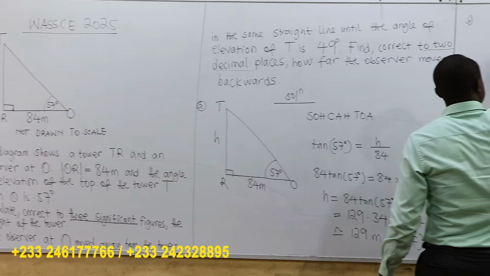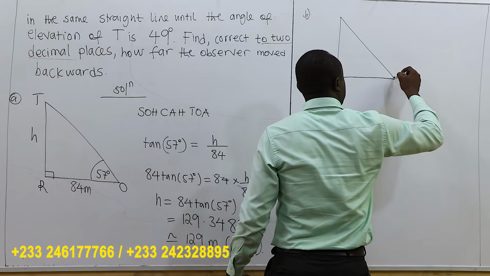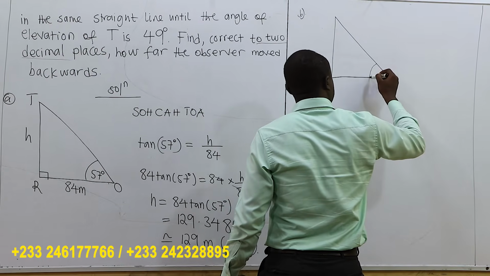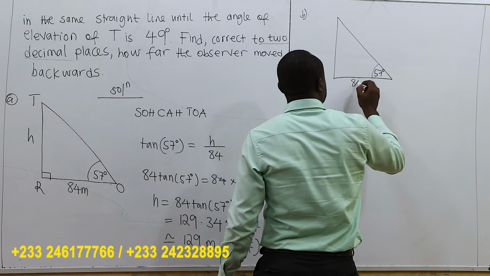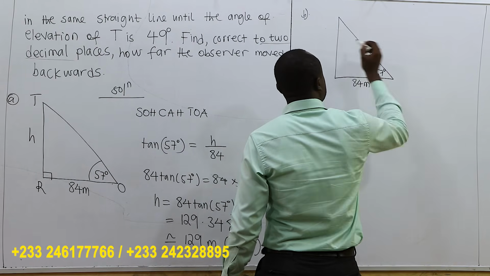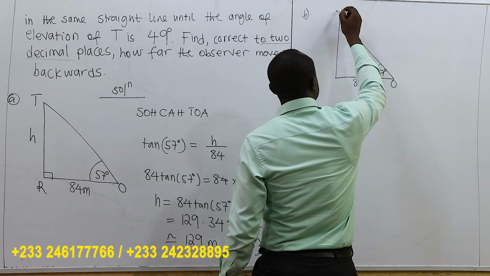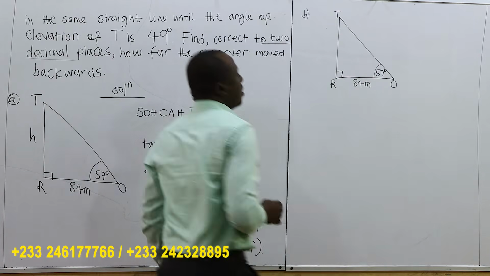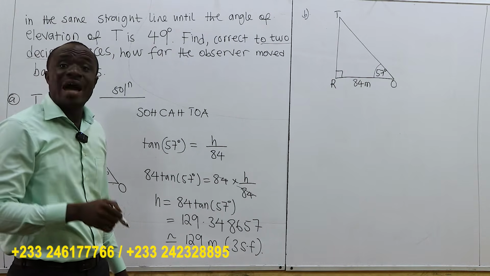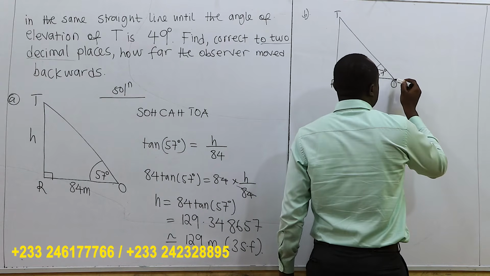Let's redraw the diagram. So this is not to scale. We have here 57. This is 84 meters. The observer was here. This is T. We shouldn't forget this is 90. And then we have our R over here. It moved away, so let's use short dashes.